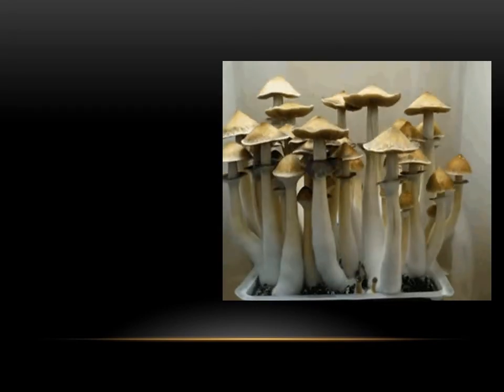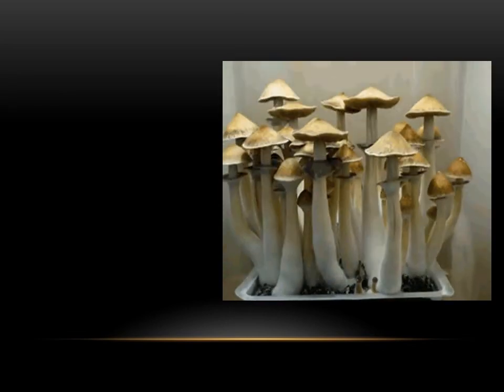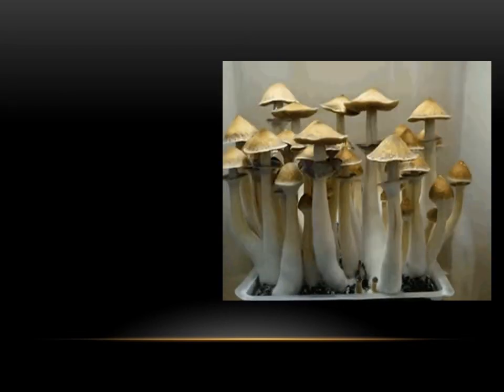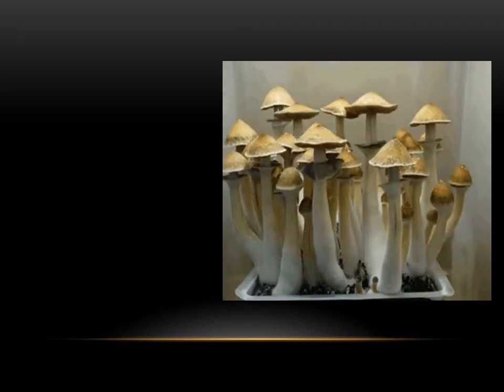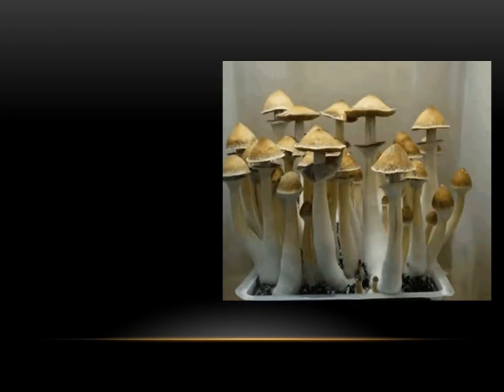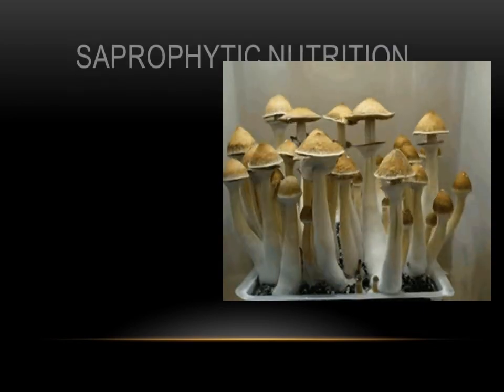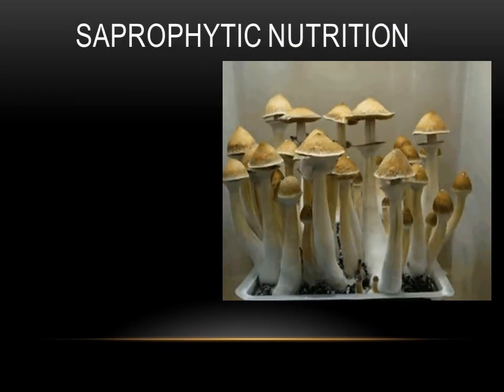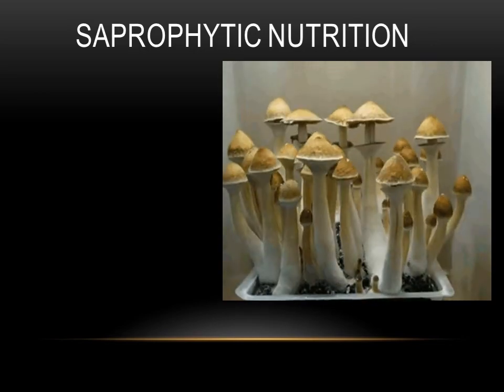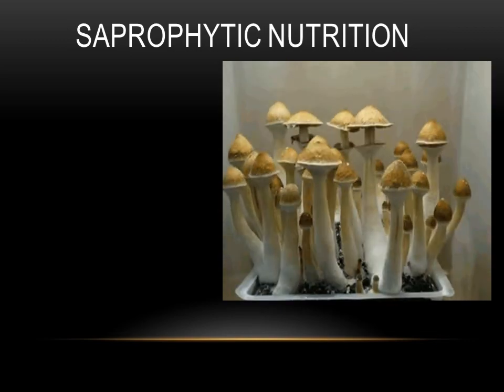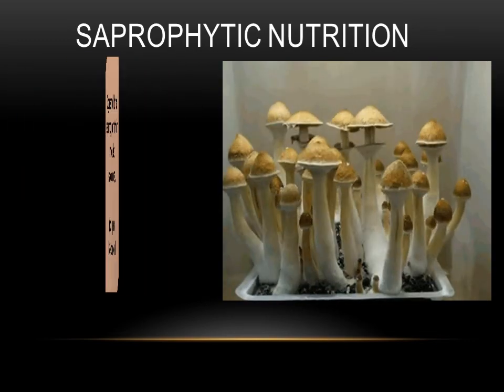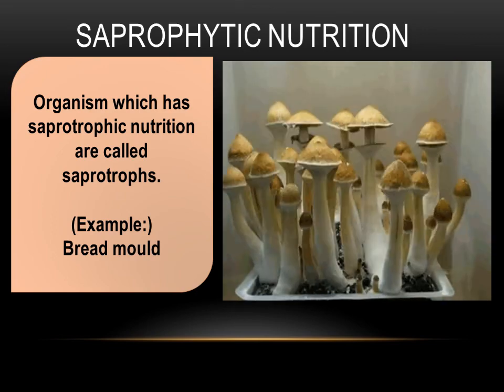We all know that mushrooms grow on dead plants and animals. These mushrooms produce some digestive juices on them and convert them into simple substances, so they get the essential nutrients to grow. Such mode of nutrition is called saprophytic mode of nutrition. And the organisms which have this type of nutrition are called saprotrophs. Example, bread mold.